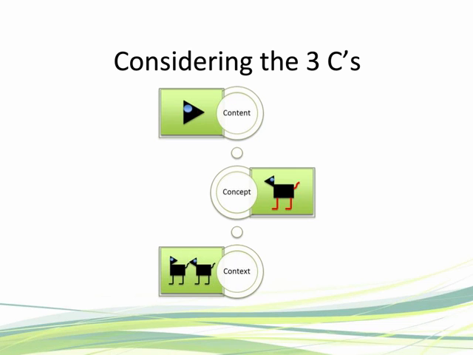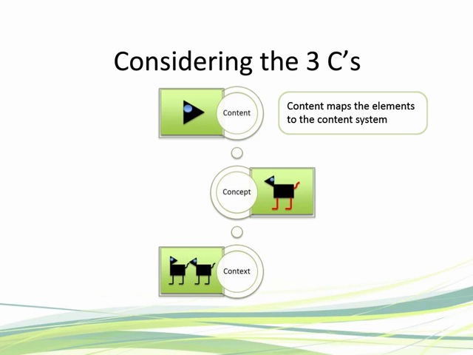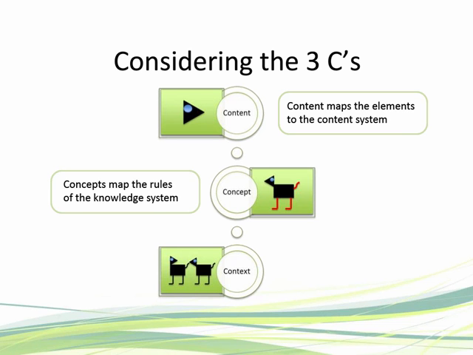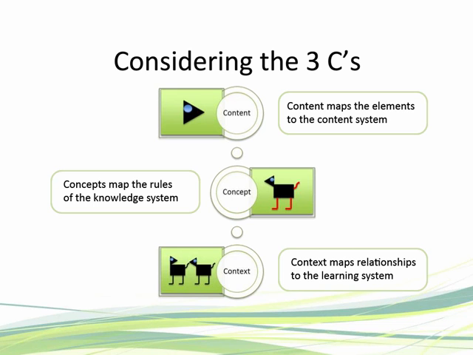Every learning element is characterized by one of the 3 C's: content, which maps the elements of the knowledge system; concept, which maps the relationship rules of the knowledge system; and context, which maps the relationship background context to the knowledge system. In the learner pathway, we consider the 3 C's in a different context. Here, we'll use a different example.